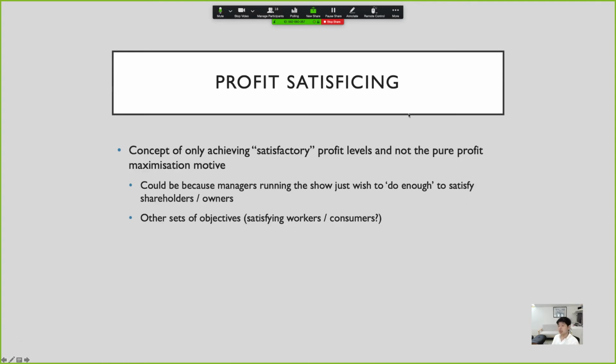Okay, and lastly, we are going to talk about this concept called profit satisficing. Okay, what is the concept of profit satisficing? So profit satisficing is a problem whereby, when companies are being run by managers, and the managers don't own a share of the company, they may carry out what we call profit satisficing. Meaning to say, so I give you an example.